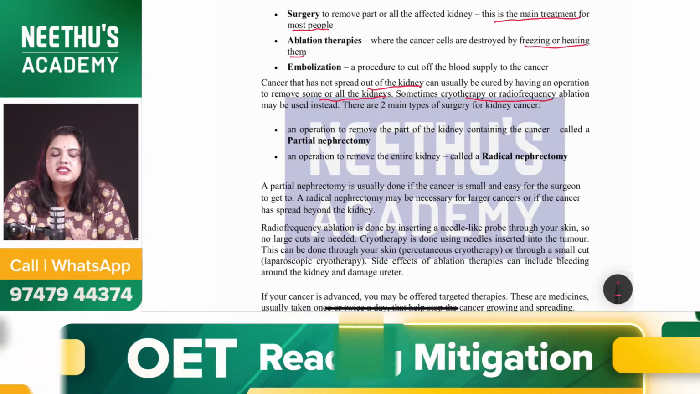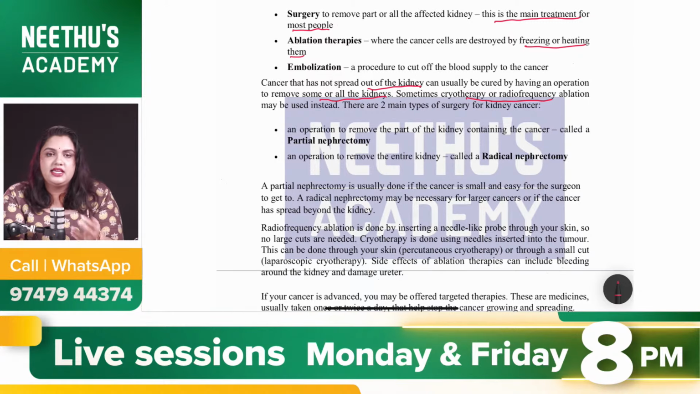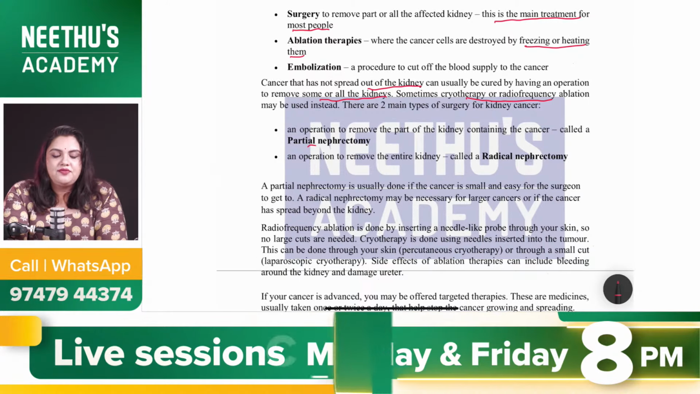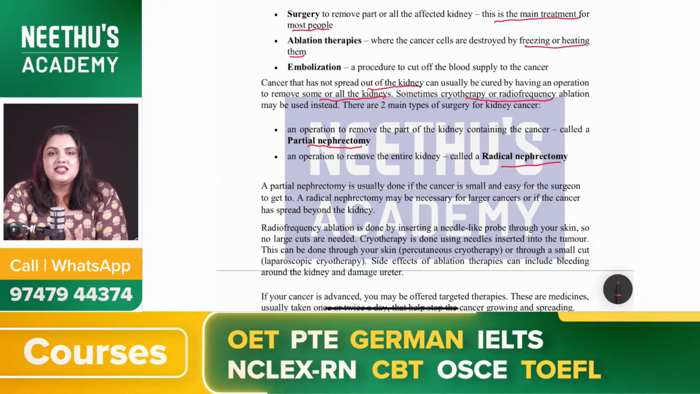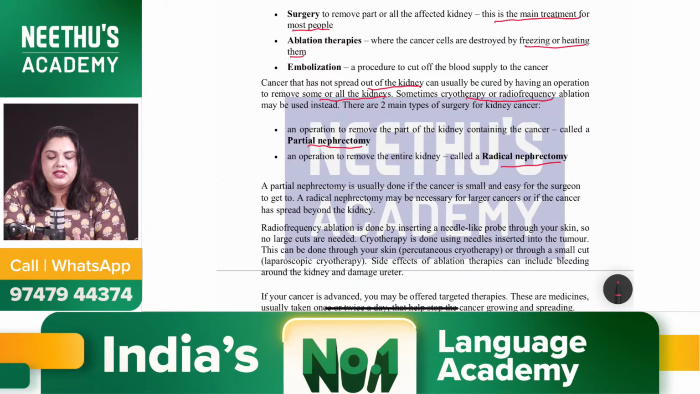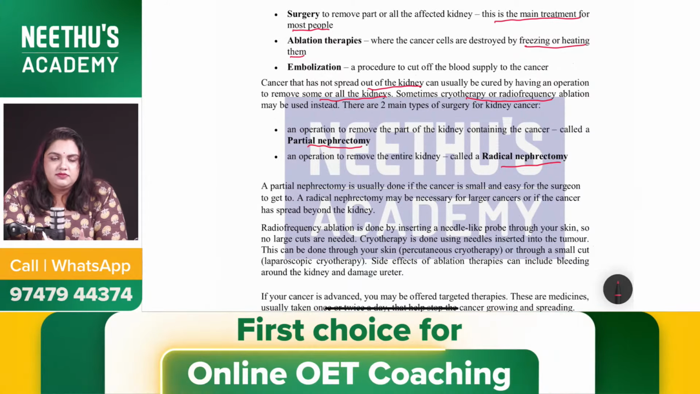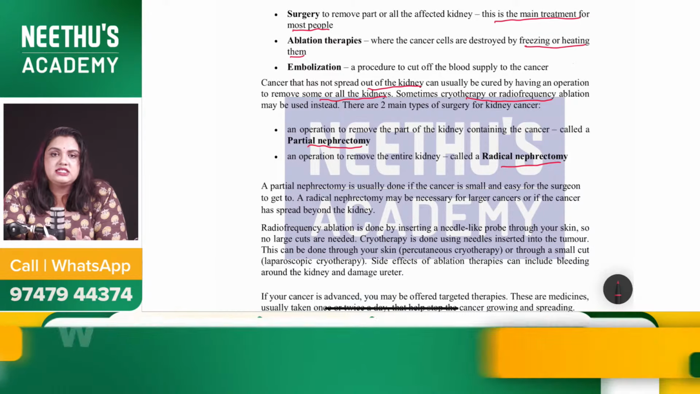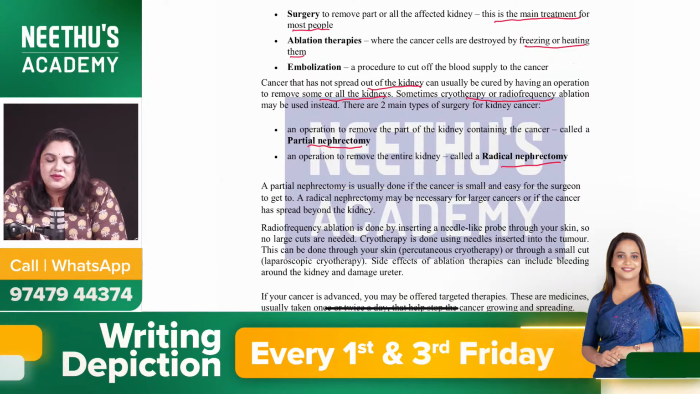There are 2 main types of surgery for kidney cancer. We are subdividing surgery into 2, that is partial nephrectomy and radical nephrectomy. We divided surgery into two. That is partial nephrectomy and radical nephrectomy. Now what is partial nephrectomy? An operation that is done to remove a part of the kidney. The part that is affected by cancer is removed. That is what is called partial nephrectomy.